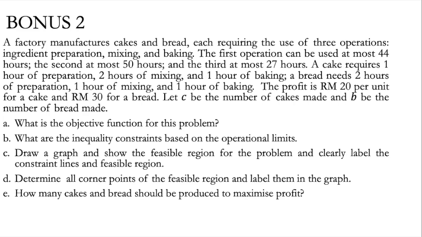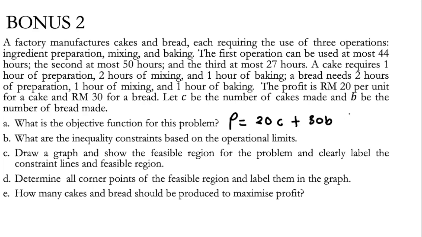Okay, so here, what is the objective function of this problem? The objective is to maximize profit. How do you know? The profit is 20 for cake and 30 for bread. So the objective function should be written like this. Let's say profit is P. P equals profit per unit for cake, 20C, plus 30B.